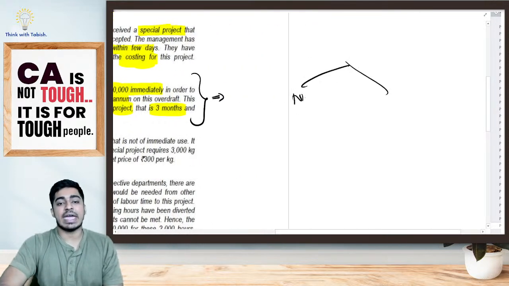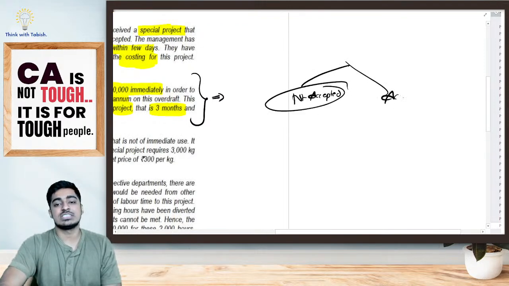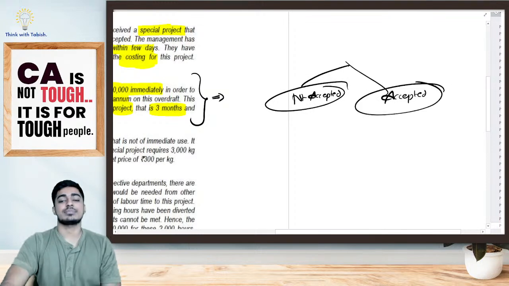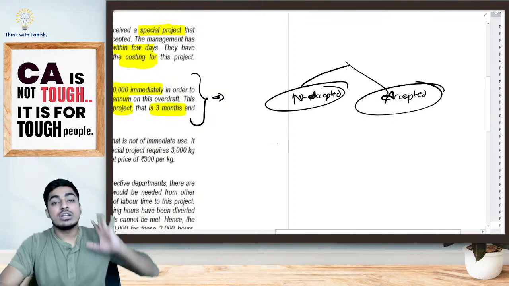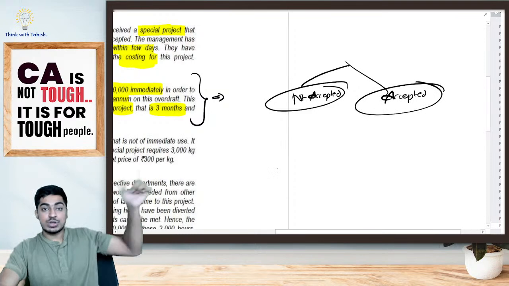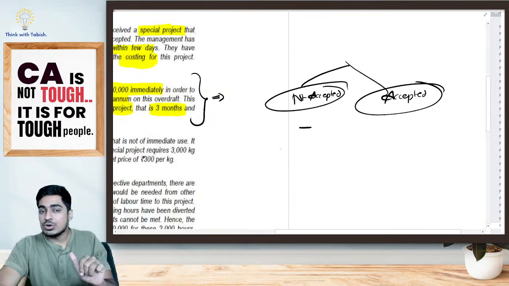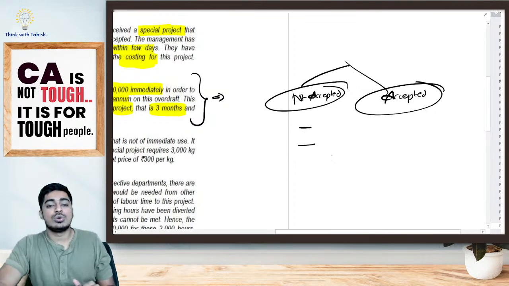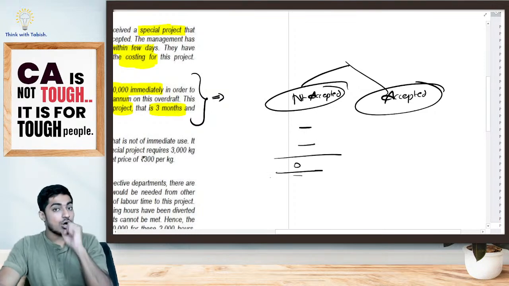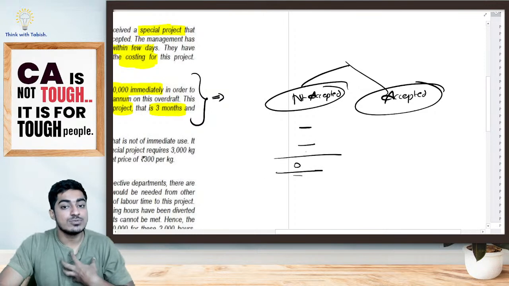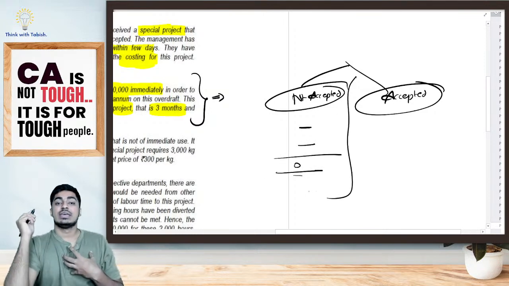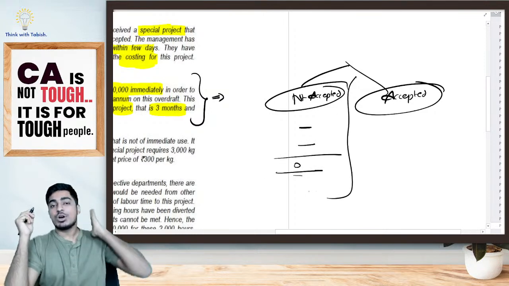Suppose I have not accepted the offer. If I have not accepted the offer, should I take the overdraft? No, I will not take the overdraft. If I have not taken the overdraft, should I pay interest? No, I would not be incurring any cost. My cost would be zero. But if I accept the offer, what do I need to do?